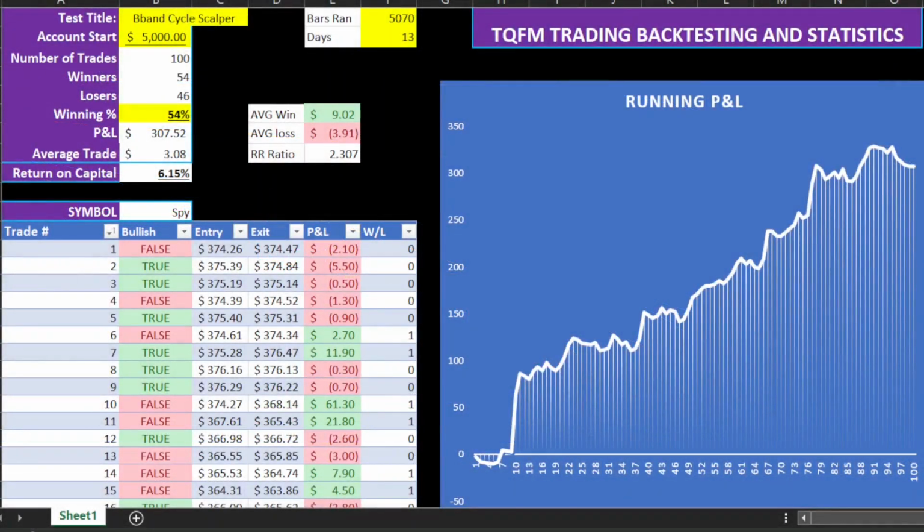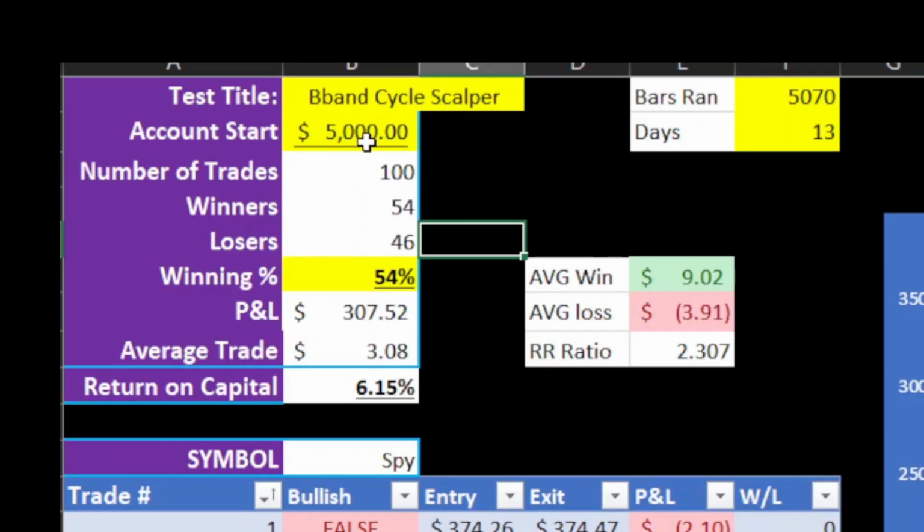Hey guys, I'm back, and we had a successful backtest, and it was nice and fun because it's something that I'm kind of proud of. So, the B-band scalp performed admirably. We started with $5,000. We took 100 trades. We won 54 trades. We lost 46. That means we only won 54%.